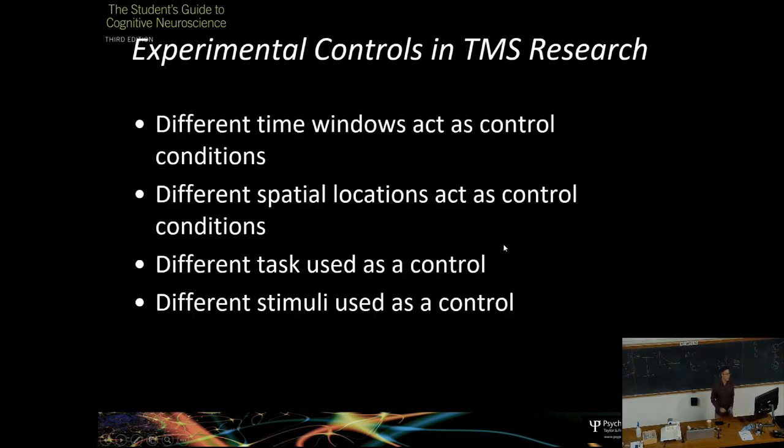So in effect with TMS, you can use this by looking at different time windows. So you can say, right, this region is important at time 1 but not time 2. You can look at different locations. So this is the example of the blind and the sighted people. Different parts of the brain might be important for certain tasks. In me, this part of the brain might be important. In you, that part of the brain might be important. For instance, you can give people different tasks and different stimuli. So it's a very varied tool.